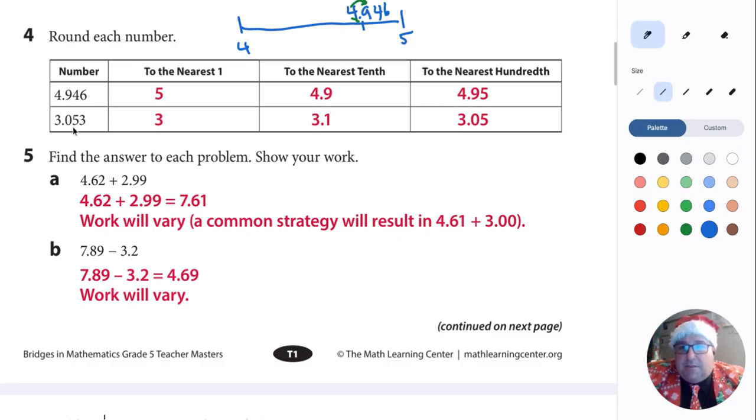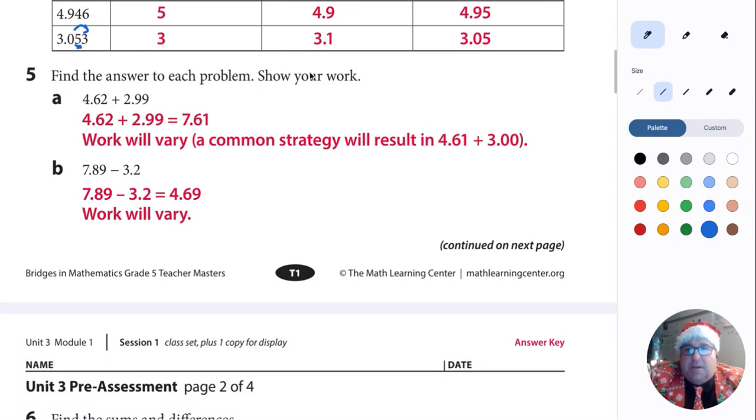And then the nearest 100th, we see a 5. Behind it, we see a 3. No, that's 4 or less, so that 5 is going to stay the same. It's going to be 3 and 5 hundredths. Okay. Up next, we have to just answer a couple of these.